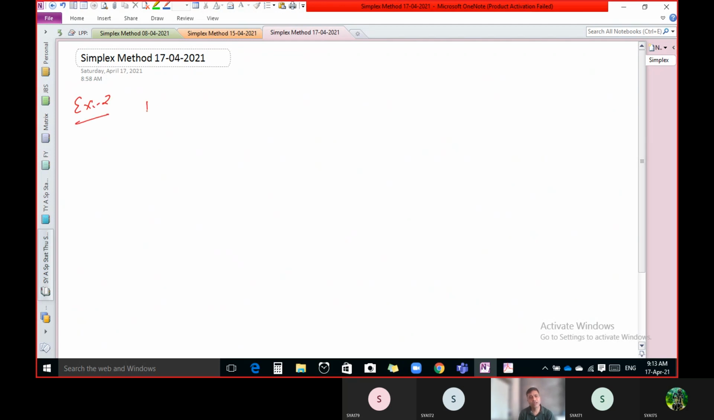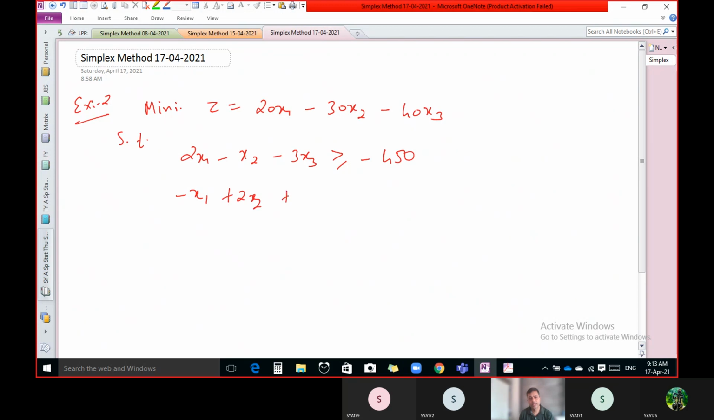Solve the problem by using the simplex method. Minimize z equal to 20x1 minus 30x2 minus 40x3 subject to 2x1 minus x2 minus 3x3 greater than or equal to minus 450, minus x1 plus 2x2 plus x3 greater than or equal to minus 300, x1, x2, x3 greater than or equal to 0. This is the question.